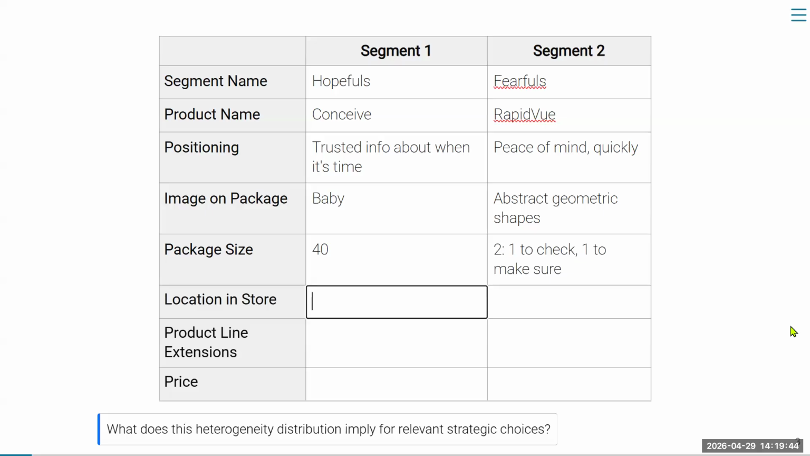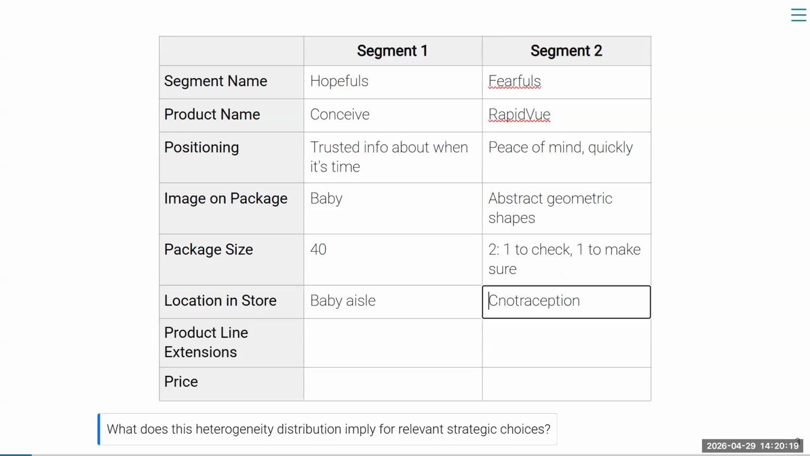And what aisle do we want Conceive to be sold on in the drugstore? Family planning. Fertility. Baby clothes. We want to be next to the diapers, the formula, wipes. That's where she wants to be. She's been shopping in there, checking it out. And what about Rapid View? Where do you want to be in the store? Oh, checkout. Oh yeah, that's a good question.